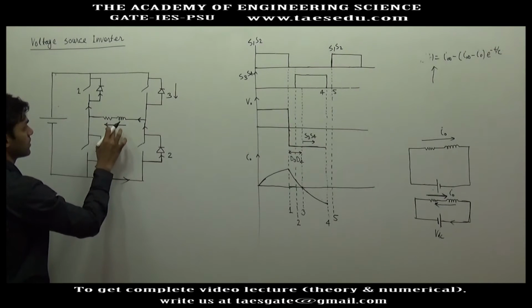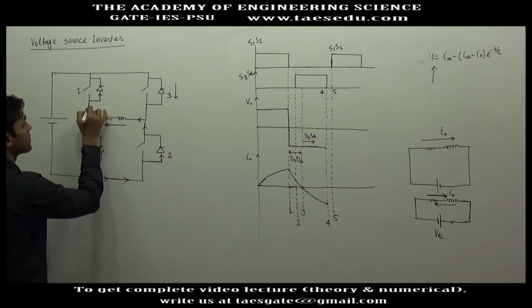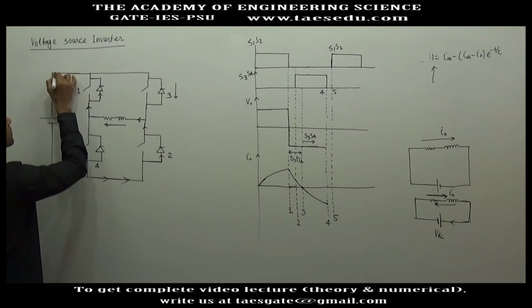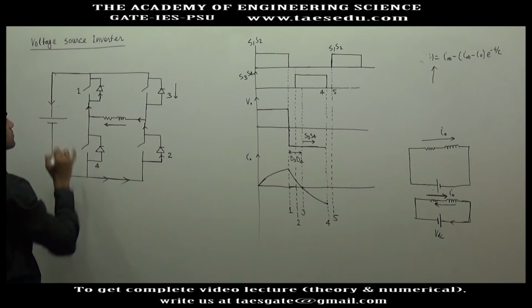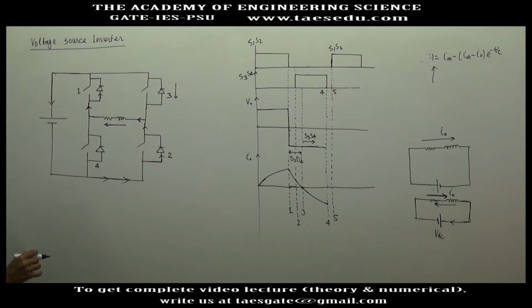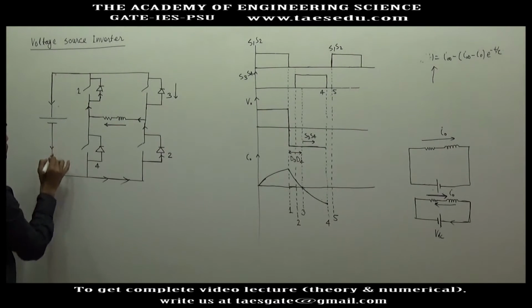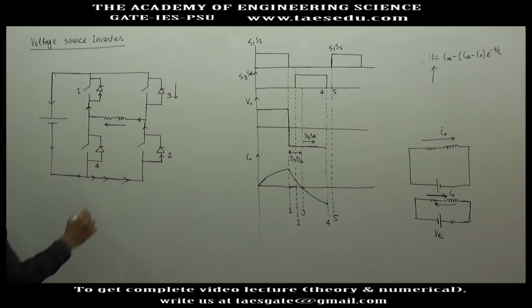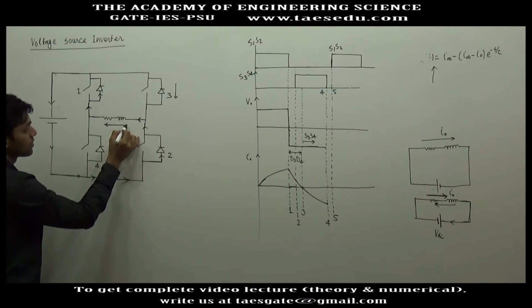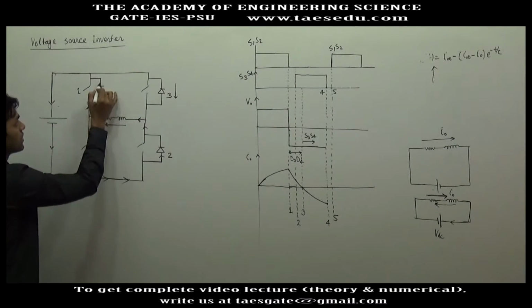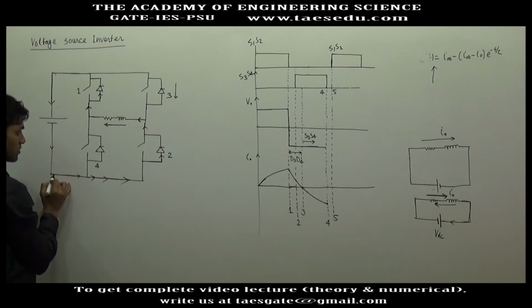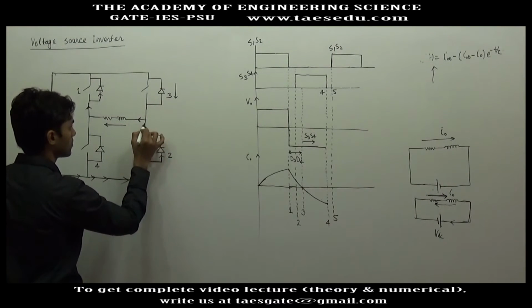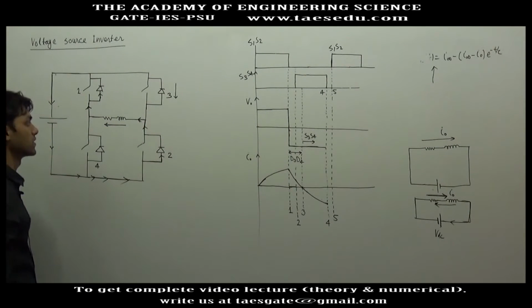Okay, again start analyzing from here. This current is going in upward direction, then the source. And this way it will complete the closed path, right to left, then diode D1, then source, then diode D2. So this way it will close the path.